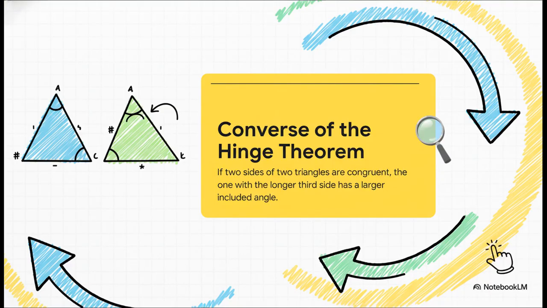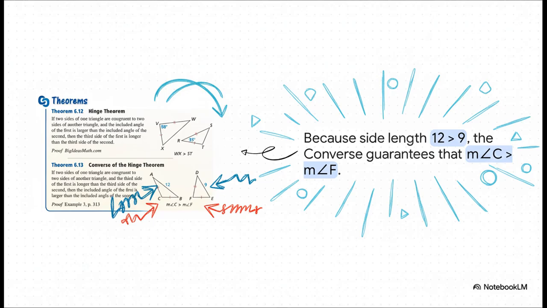So, the converse of the hinge theorem basically just reverses the logic. It says, okay, you've got those two triangles again, with the two pairs of matching sides, but this time, if you know that one triangle has a longer third side, then that triangle must have the bigger angle squished between its matching sides. And boom, here's a perfect picture of the converse at work.